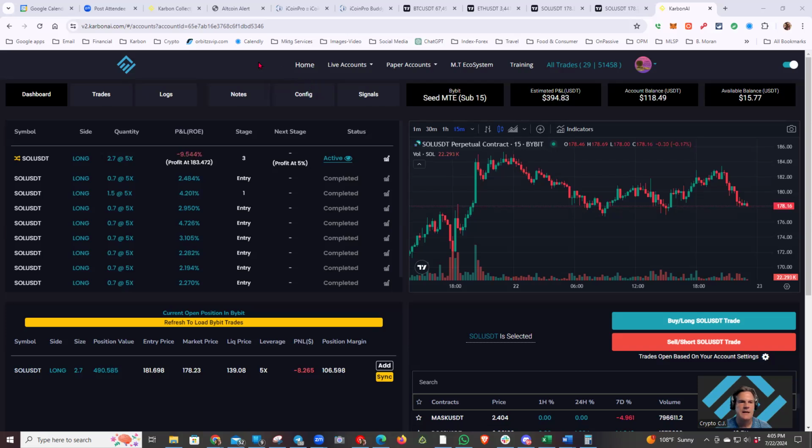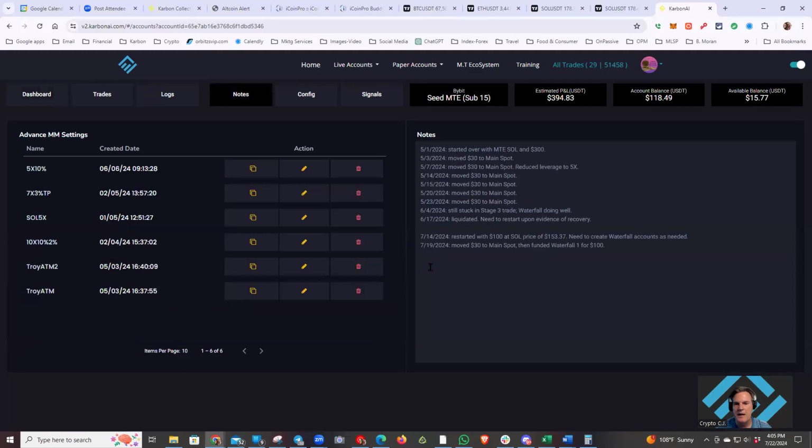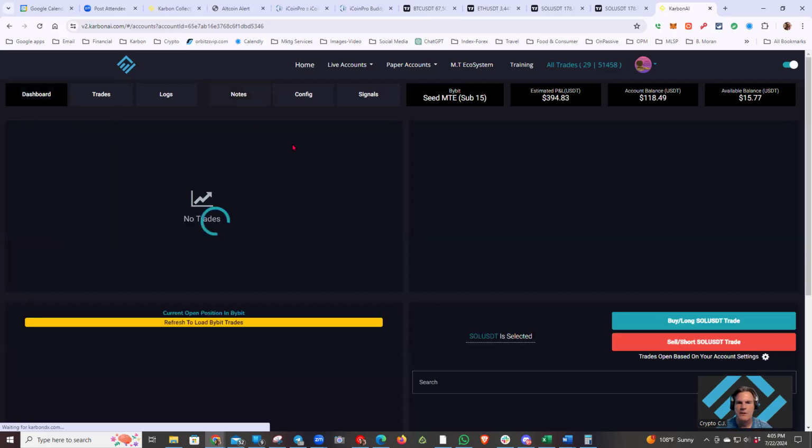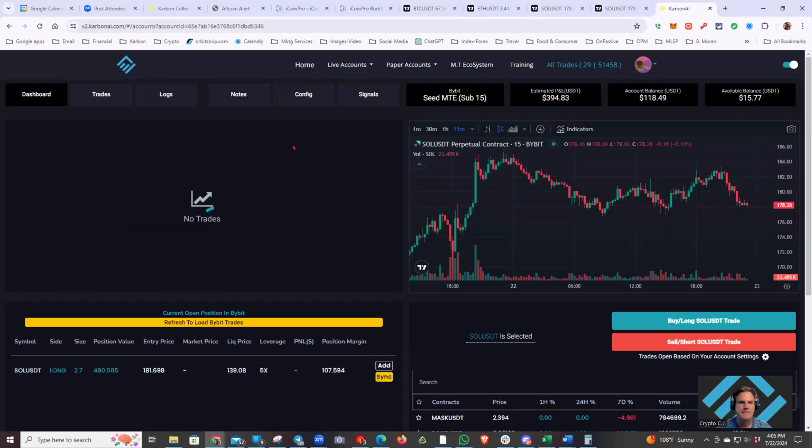We're trading Solana, and I've had pretty good results with this recent pump. I started on the 14th. Solana was at a price of 153.37. I just started with a small amount, $100. I made $30 in a few days, moved that over to my main spot account to get it out of the way. I used it, and then I added that and some other funds I had to create my waterfall one, which I have not implemented yet. But I want to talk about that because I'm not sure where to get in.